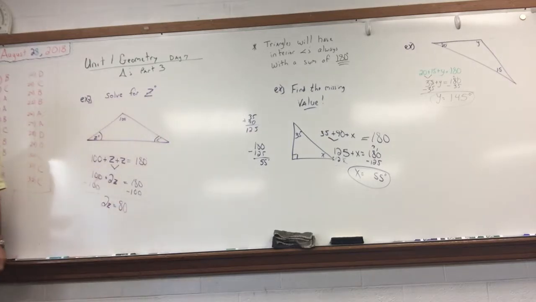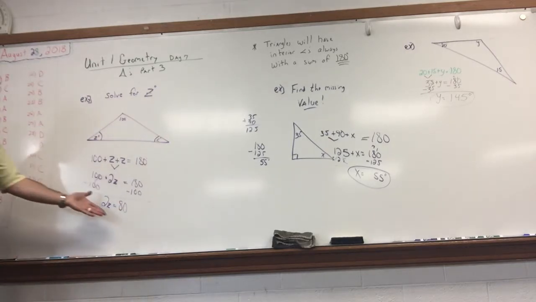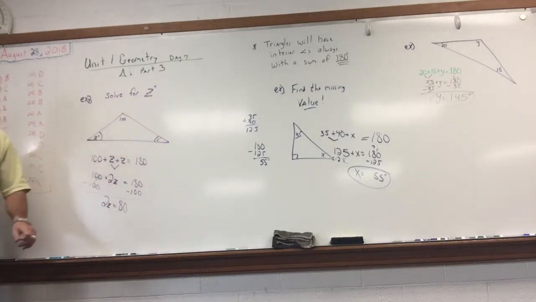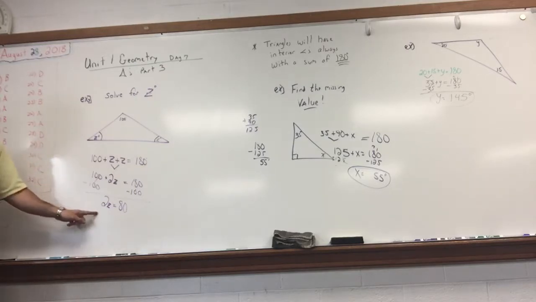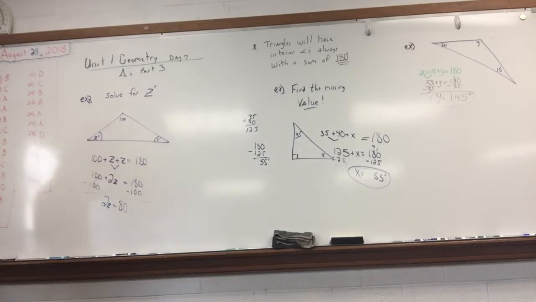And this is where Cece got it. She said, I know that what's missing has to be 80. But there's 2 of them. So just like we said there was 3 angles that were exactly the same in the equiangular, and we divided by 3, now there's 2 angles that have to be 80.